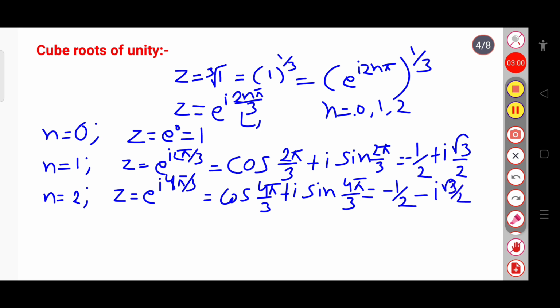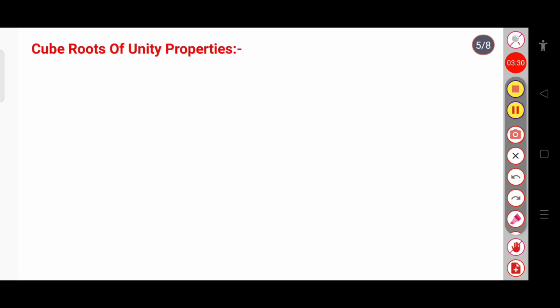So these three roots for n equal to 0, 1, 2: the first is 1, and minus half plus iota root 3 by 2 is generally denoted by omega, and minus half minus iota root 3 by 2 is written as omega square. So these are 1, omega and omega square, the three cube roots of unity or 1. Now let us see the properties of the cube roots of unity.